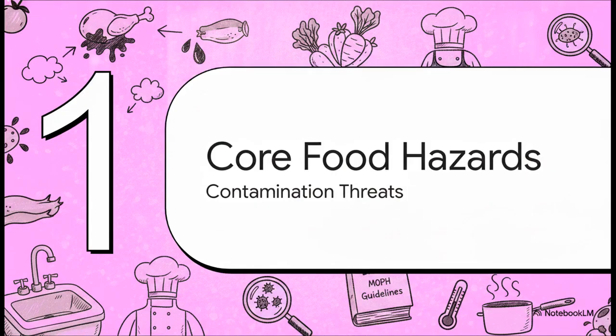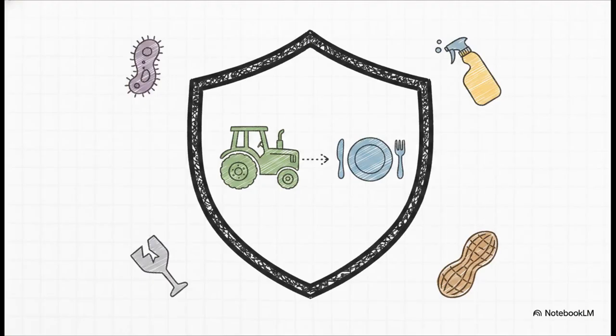So, kicking things off with Section 1, Core Food Hazards Defined, the Contamination Threats. To really understand food safety, we first have to define exactly what we're fighting against. The guidelines define a food hazard as literally any agent in food that has the potential to cause an adverse health effect. If any of these agents are present, that's contamination. There are 4 primary types you absolutely must know for the exam: biological, chemical, physical, and allergen. The ultimate goal here? Keep food entirely free from all of them at every single stage of the supply chain, from the farm all the way to the consumer's plate.